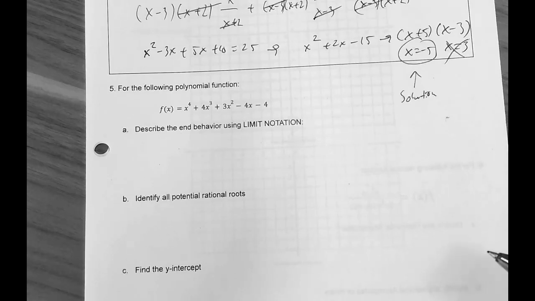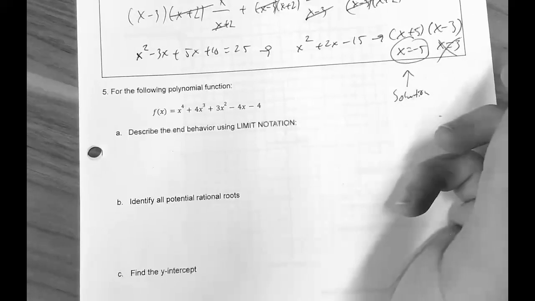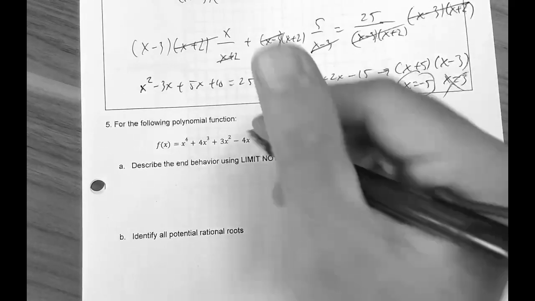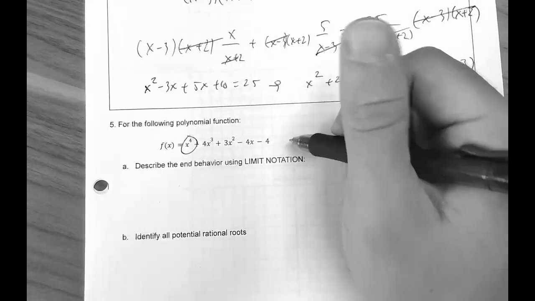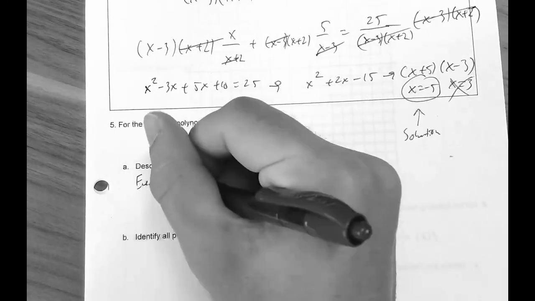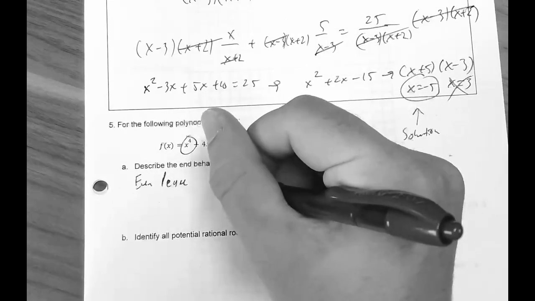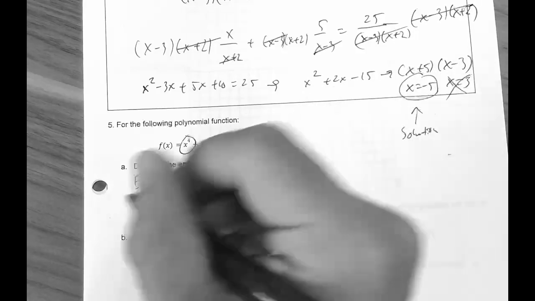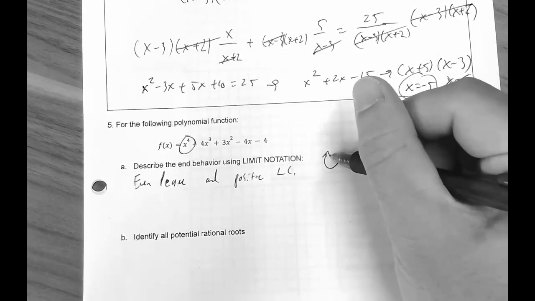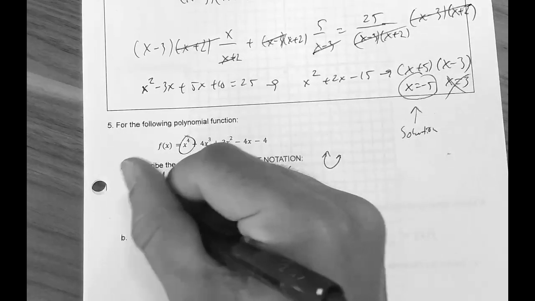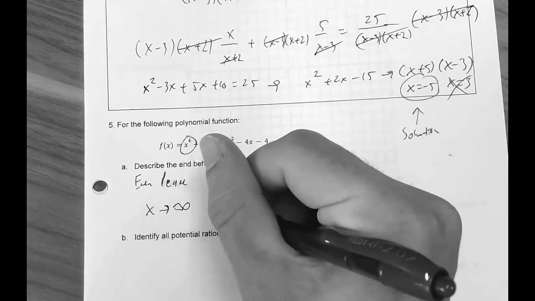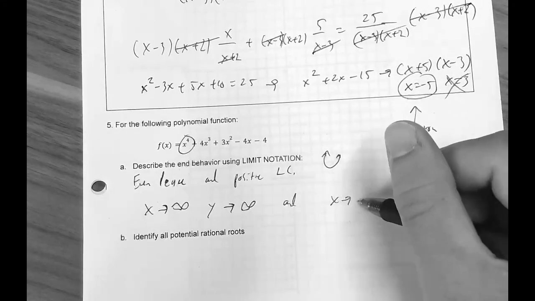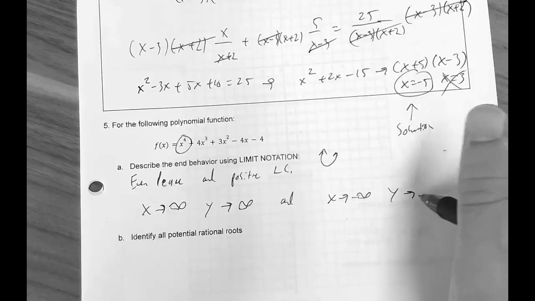Okay, here, describe the end behavior using limit notation. And I don't mind if you use the x to infinity version. That's okay. We'll go into limits more later in the year. But here what we're looking for with the end behavior is that this is even degree and positive leading coefficient. Therefore, it's going to end like this. So we say as x goes to infinity, y goes to infinity, and as x goes to negative infinity, y goes to infinity.